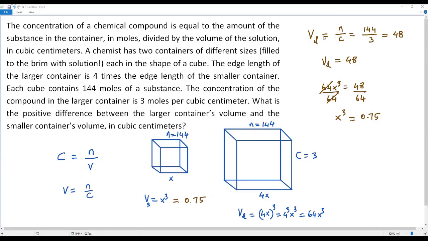Now I got the volumes of both the containers. The volume of the larger container is 48 cubic centimeters and the volume of the smaller container is 0.75 cubic centimeters. But our aim is to get the positive difference between the volume of the larger container and the volume of the smaller container. To get the positive difference, we have to subtract the volume of the smaller container from the volume of the larger container. We know that the volume of the larger container is 48 and the volume of the smaller container is 0.75. When I simplify this, I am getting 47.25. Therefore, the positive difference between the larger container's volume and the smaller container's volume is 47.25 cubic centimeters.